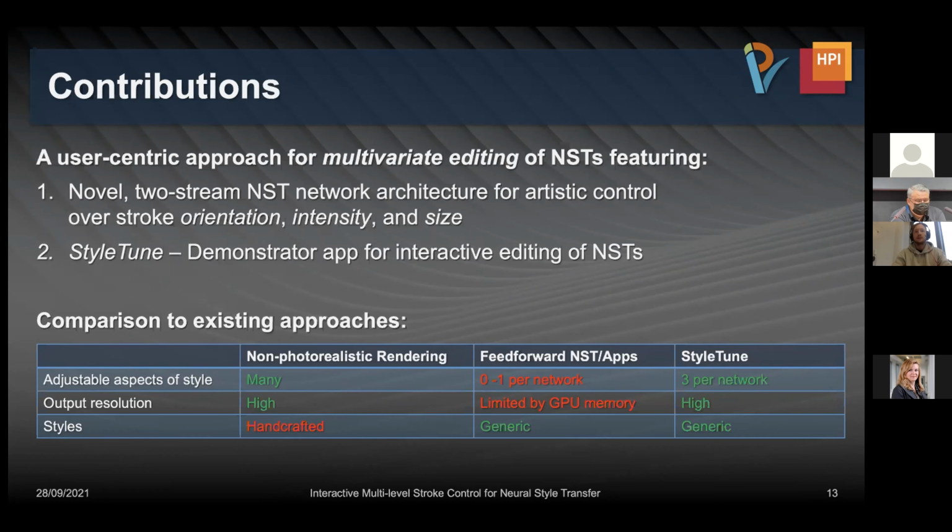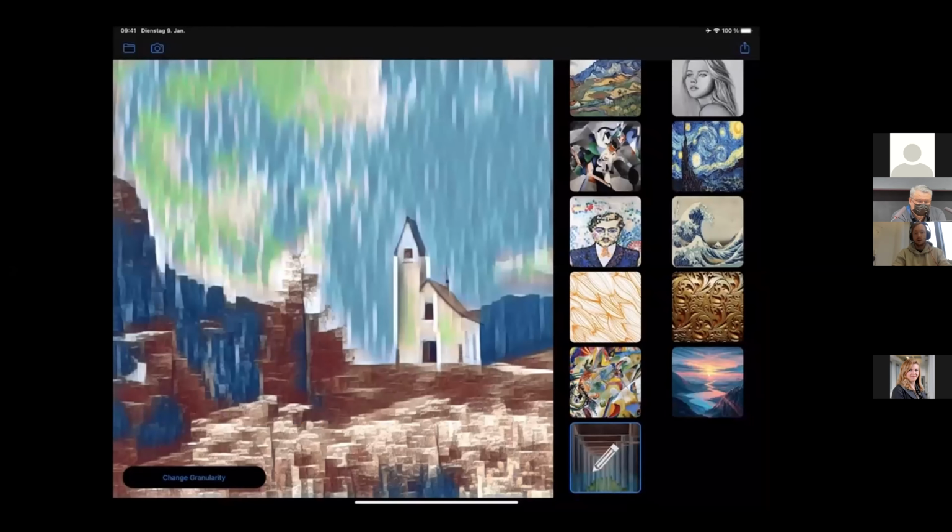Furthermore, we demonstrate the interactive applicability of our network using our app StyleTune for interactive editing, which includes a high-resolution upsampling step. So, compared to previous approaches, our network can now adjust 3 aspects of the style in comparison to just 1. It can generate high output resolutions, and it also, in comparison to non-photorealistic rendering, can transfer generic styles. I want to now show a quick demo of our application.